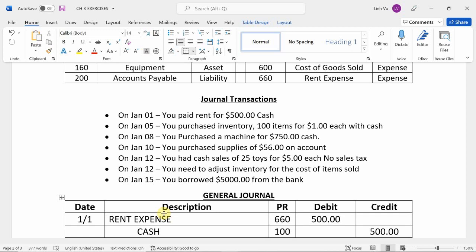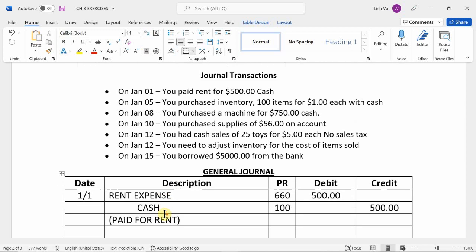Okay. I bought 100 items for $1 each. So the total is $100, right? You can't just put... I bought 100 items for $1 each. What's the grand total that you spent? You spent $100, right?